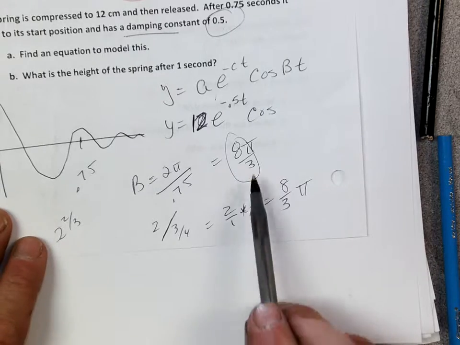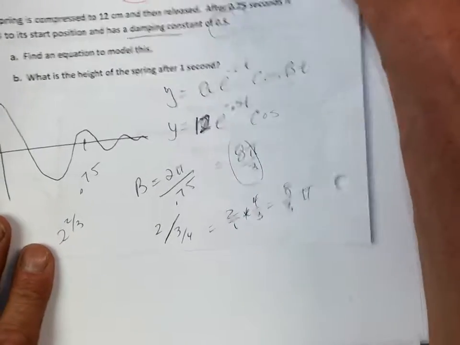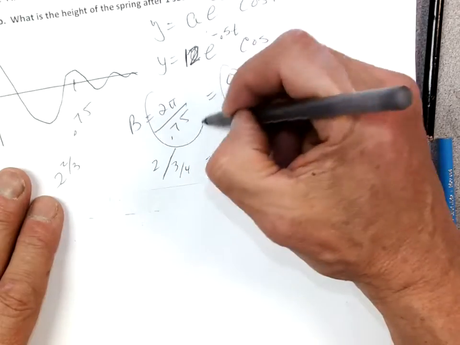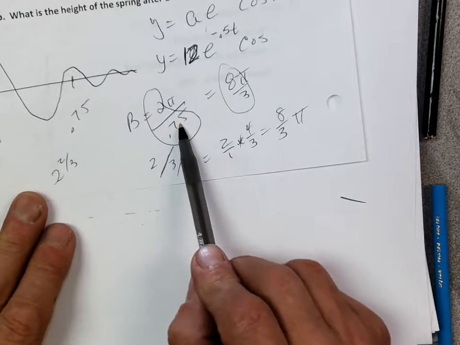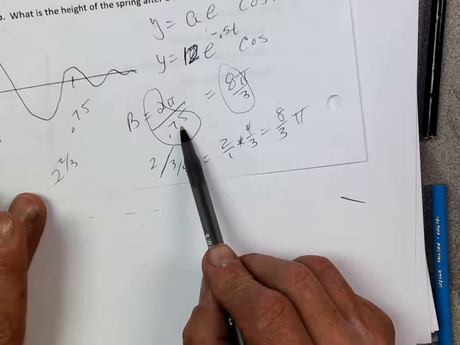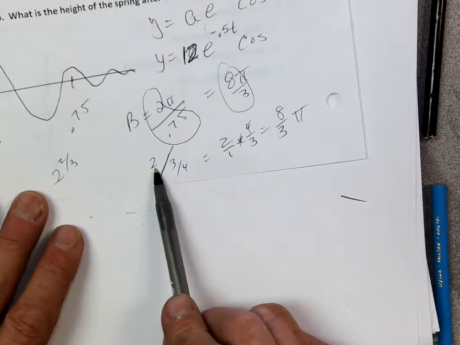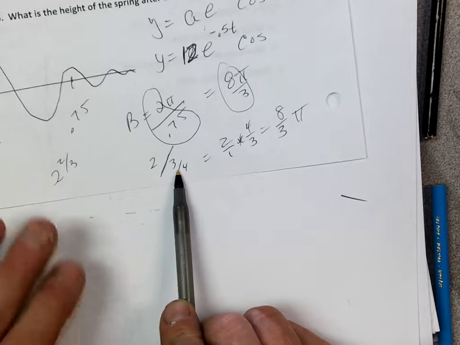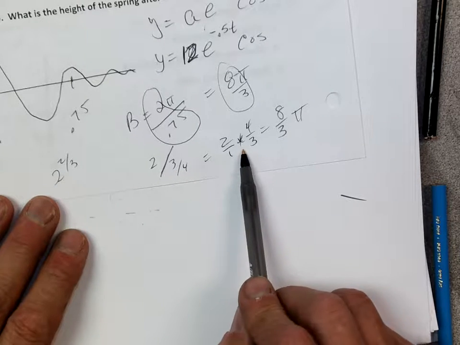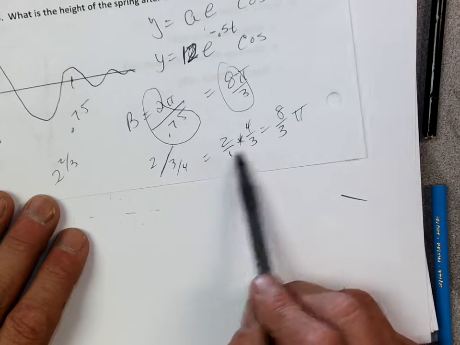How do I get this 8/3? Okay, really quick. What is 2 divided by 0.75? Okay, 0.75 is 3/4. You agree with that? So 2 divided by 3/4. When you divide fractions, you invert and multiply, don't you? It gives you 8/3.